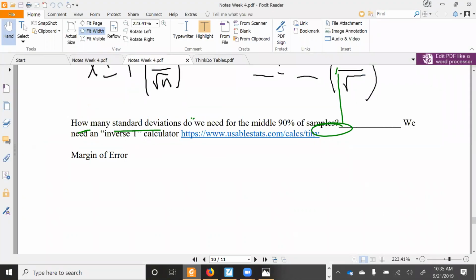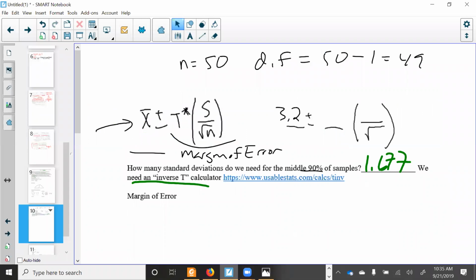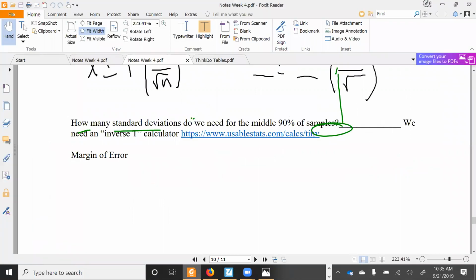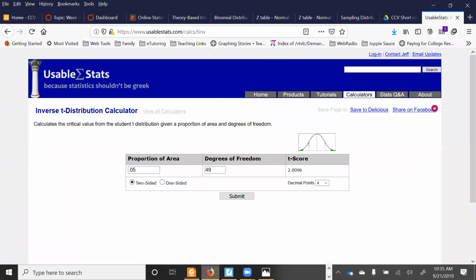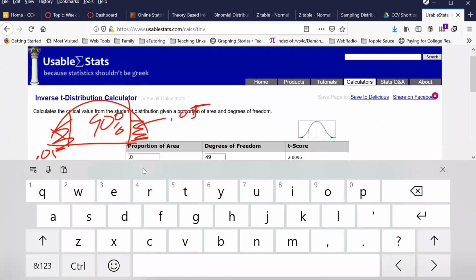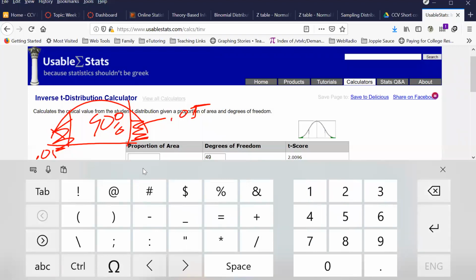What did I write here? 1.677. Oh, that's weird. What did I do? Did I do something wrong? 49 degrees of freedom, 90% confidence, 1.677. Let's go back to this now. Oh, I bet you what I did. Here, let's try this. Let's put 0.1 here.